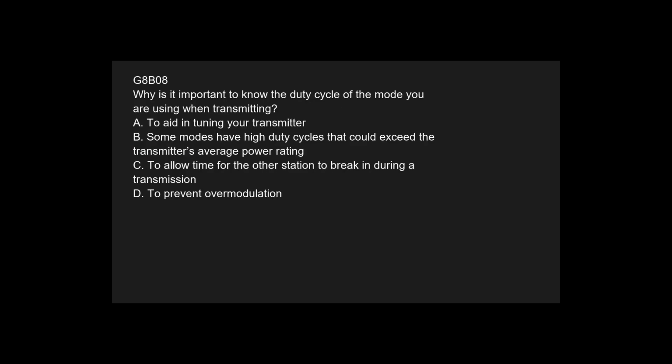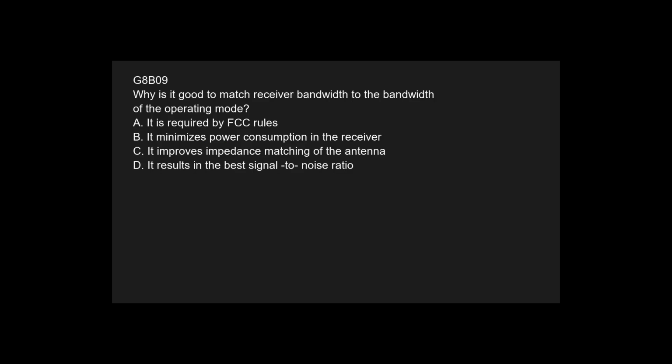Question: why is it important to know the duty cycle of the mode you are using when transmitting? The correct answer is B, some modes have high duty cycles that could exceed the transmitter's average power rating. Question: why is it good to match receiver bandwidth to the bandwidth of the operating mode? The correct answer is D, it results in the best signal-to-noise ratio.